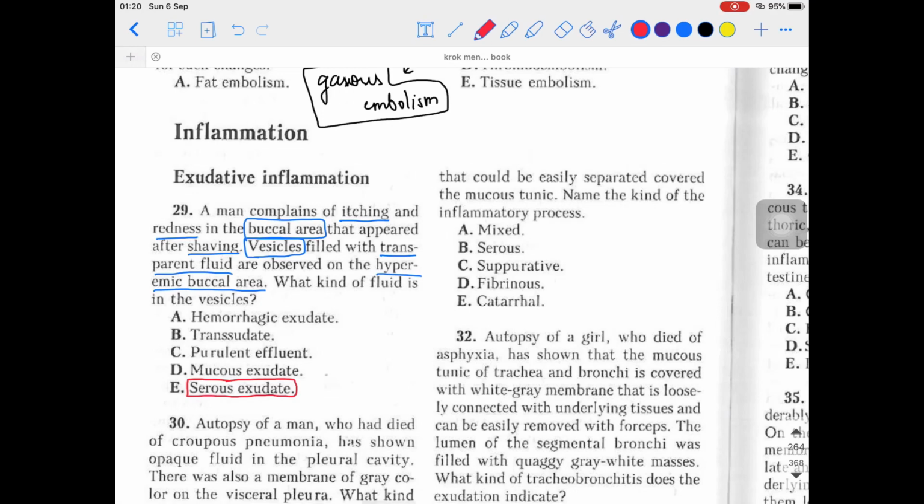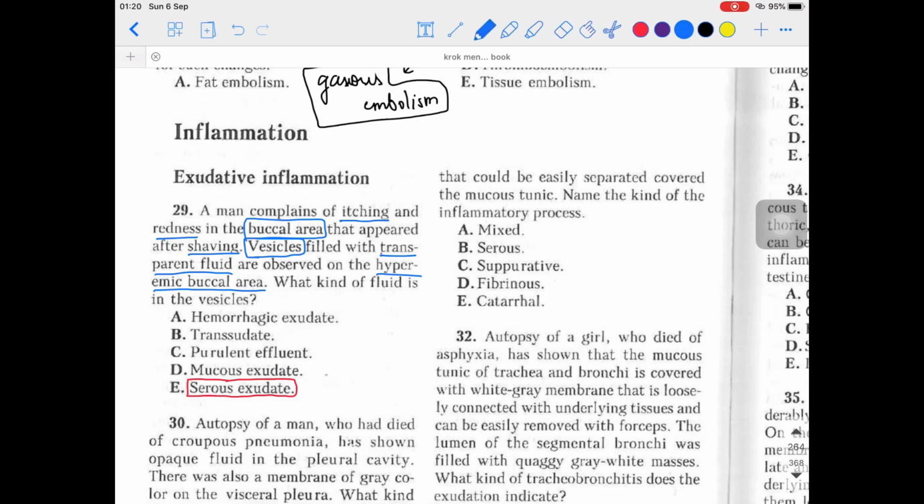For example, if I relate this to this particular question, they were saying that after shaving there was itching and redness in that buccal area, right? So there might be some kind of cut, and that might bleed after the shaving, and due to that, after some time there is the formation of a vesicle, and after that formation of the vesicle, it might be filled up with a serous fluid. Now you should know why it is transparent. That is important for us to know.